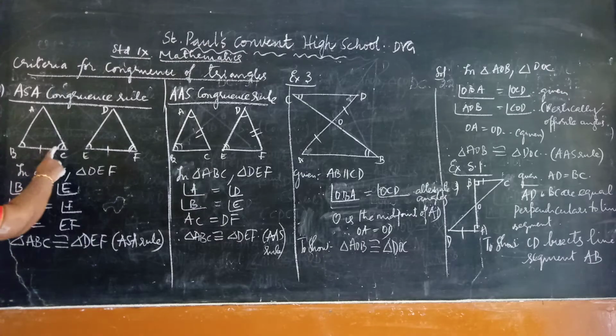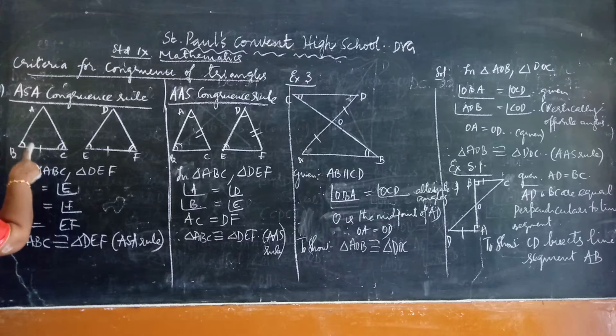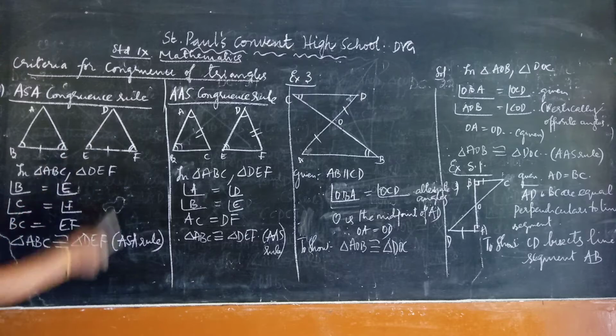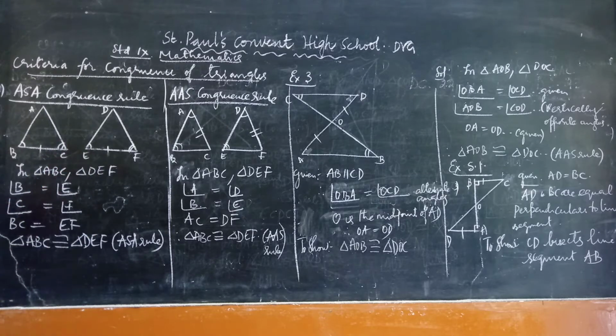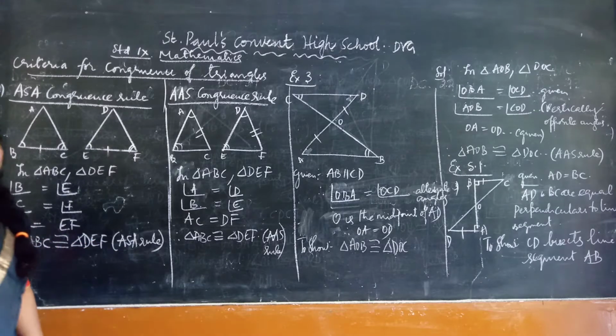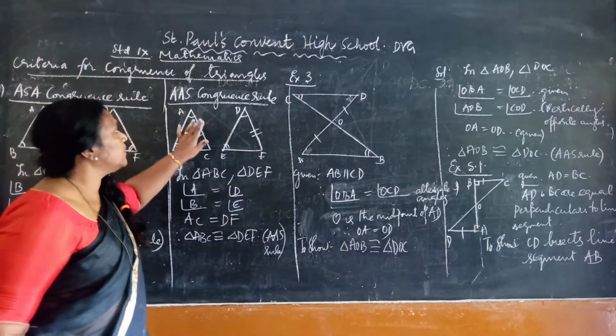It states that two triangles are congruent if two angles and the included side of one triangle are equal to the two angles and the included side of the other triangle. You have to state the rule, draw the figure, then go for: in triangle ABC and triangle DEF, angle B is equal to angle E, angle C is equal to angle F, BC is equal to EF. Therefore, triangle ABC is congruent to triangle DEF by which rule? That is the ASA rule.